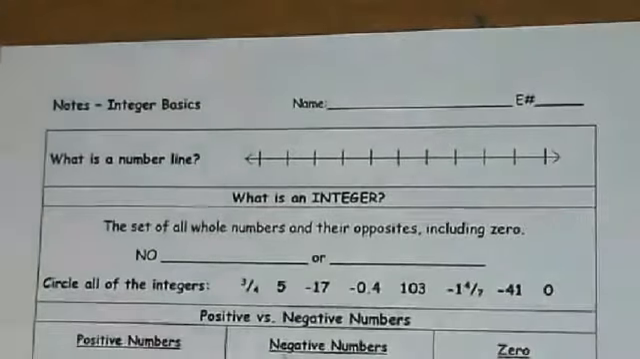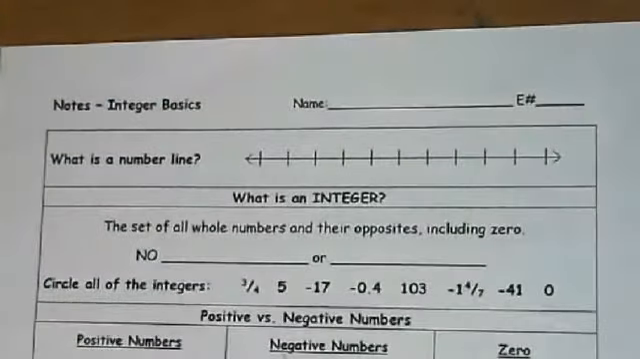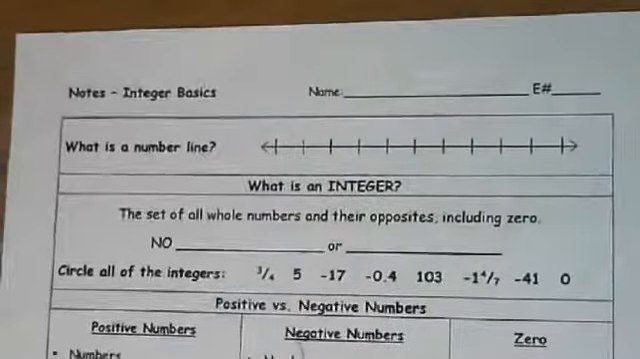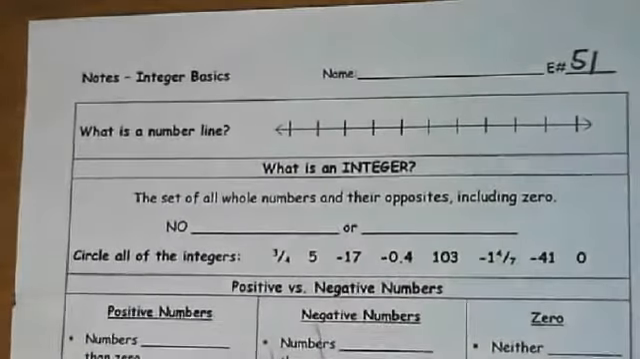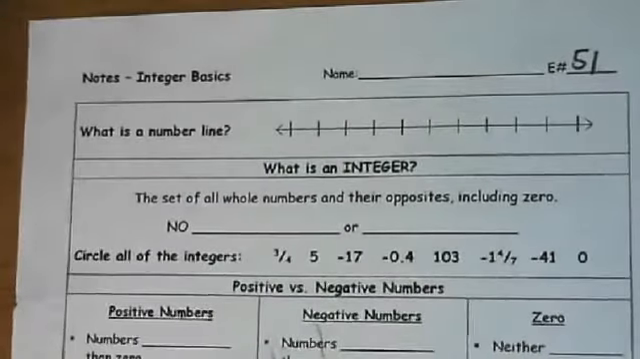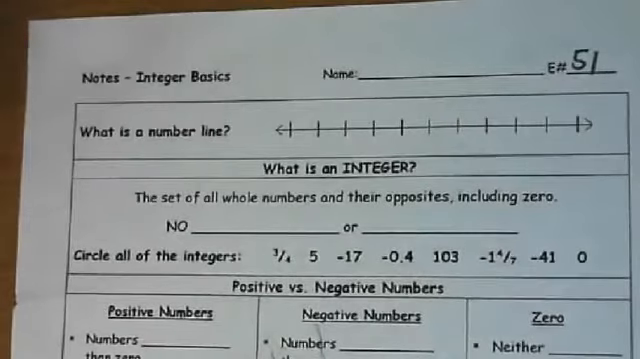Okay, so today we're going to be talking about integer basics. And this should go on page 51 in your notebook. First thing we want to talk about is what is a number line. Alright, a number line is used to describe the location of a value.